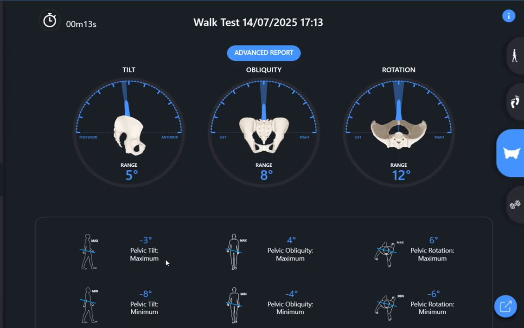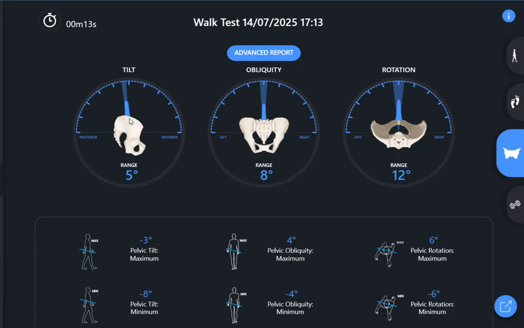So we can see that her maximum anterior position is still -3, so posterior related, and then goes all the way back to -8, whereas the side-to-side drop and the rotation is all fairly equal and okay.